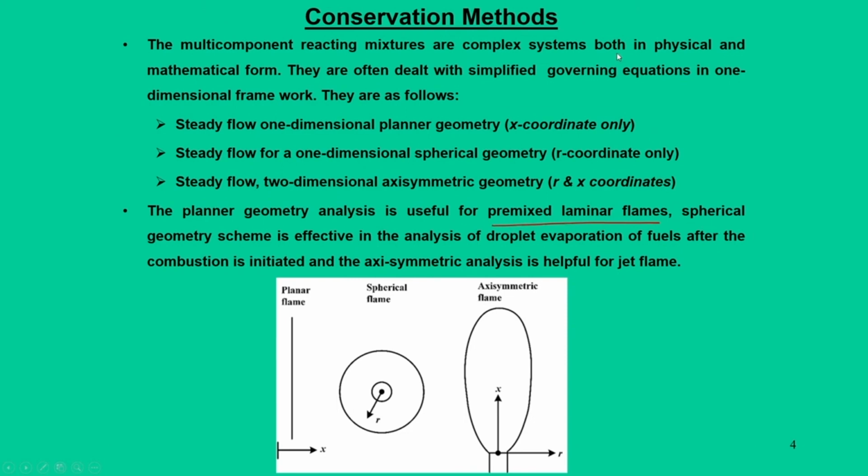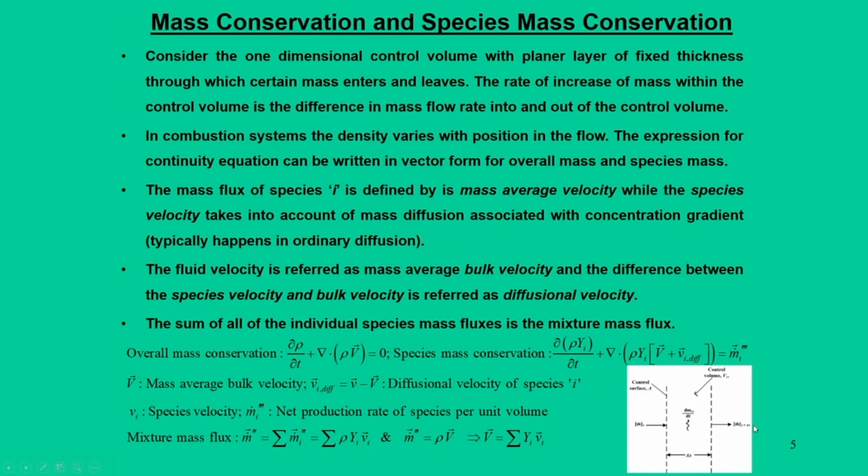Another geometry that is important is the spherical geometry scheme. This is a situation where we have droplet evaporation or droplet burning of fuels. To analyze such energy or mass conservation equations, we use a spherical flame. The last one is axisymmetric analysis, which is helpful for a jet flame or diffusion flame. So these are the axisymmetric, spherical and planar schemes. Now we will move on to planar systems, which is mainly for premixed combustion systems.